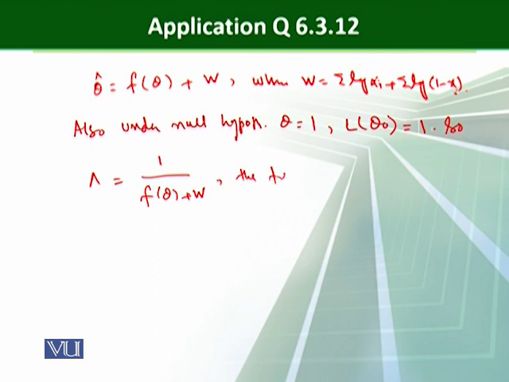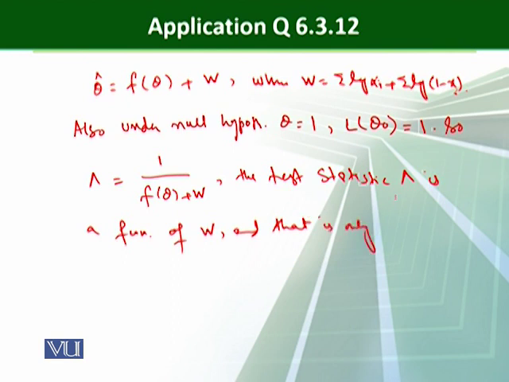the test statistic, which is capital Delta, is a function of W, and that is only what we want to show. So here we only had to show that this test statistic, the resulting value we get, is some function of W. So you can see that it is some function of W. So that is actually what we wanted to show.